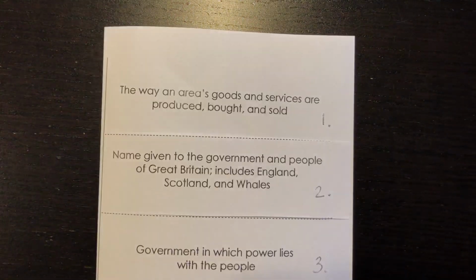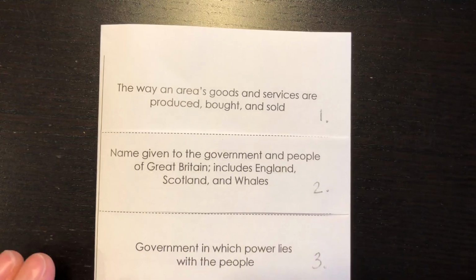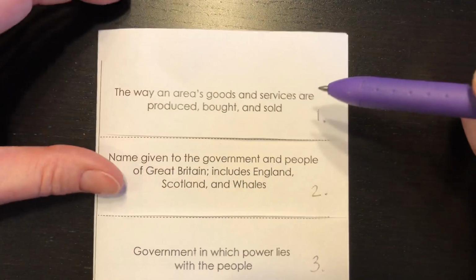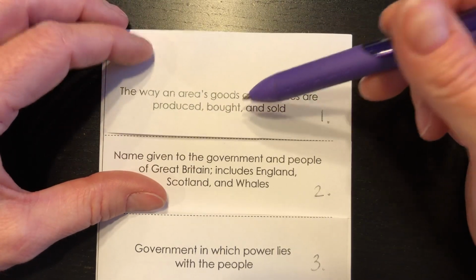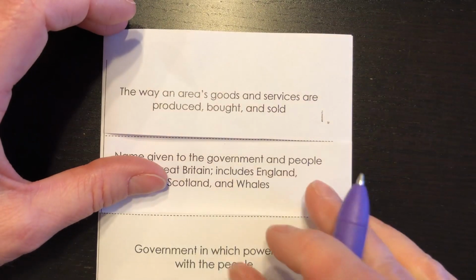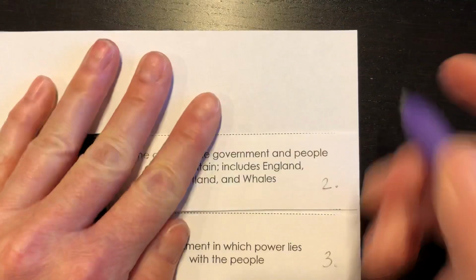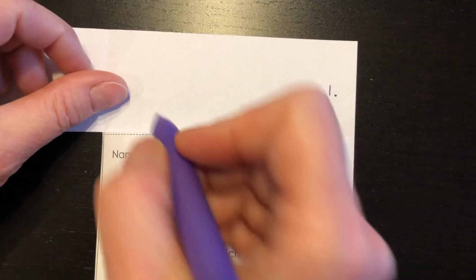All right, and again, if I go too fast, the beauty is you can just press pause until you get caught up. Okay, so I'm just gonna do the 1. All right, now we'll do the other one in a minute. But for now, let's get started. Okay, so for the first one, it says the way an area's goods and services are produced, bought, and sold. This is basically the money-making thing. Open it up. This is economy.